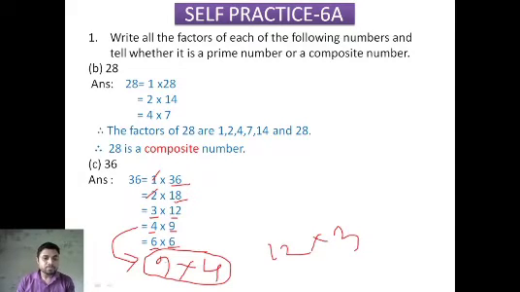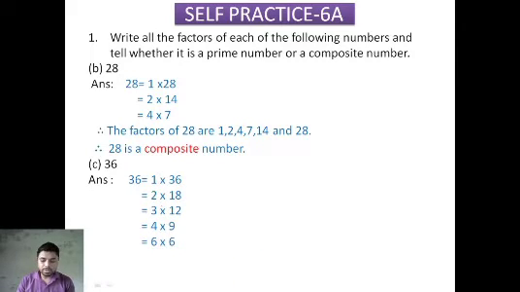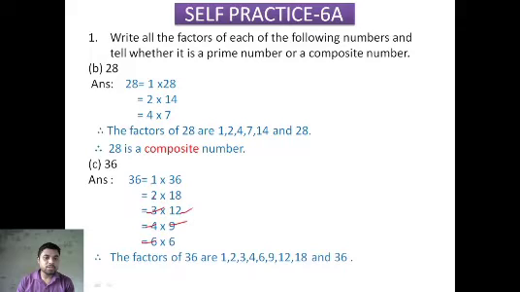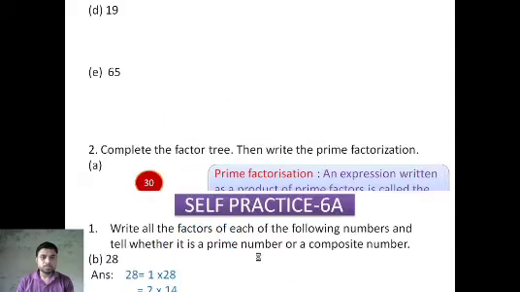Okay, so stop here, because already you have written it here also. So what will be the factors? The factors will be: 1, 2, 3, 4, 6, 9, 12, 18 and 36. No need to write 6 two times, just one time. Okay, so here factors are more than 2, so it is a composite number. Hope you understood.